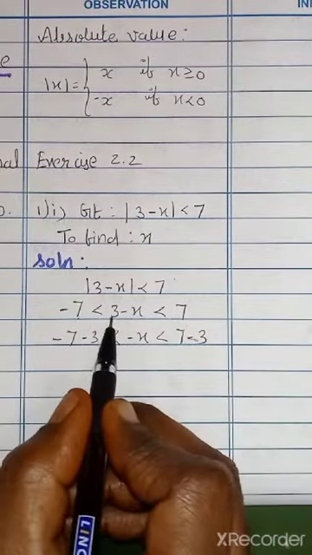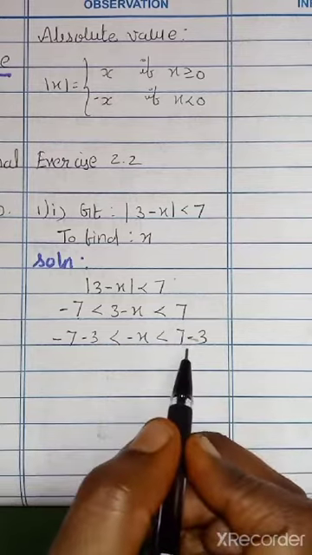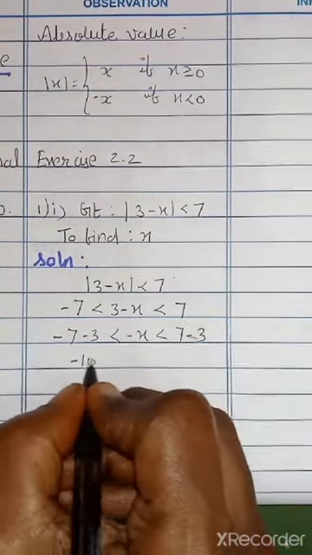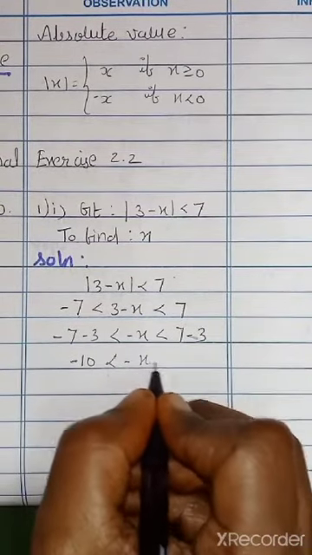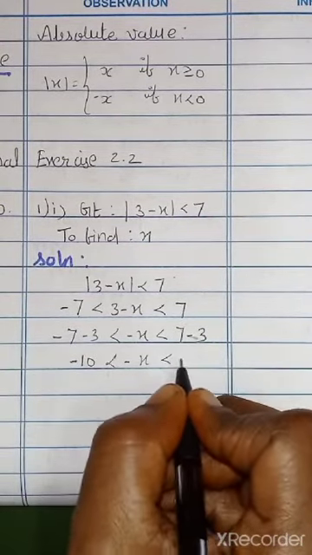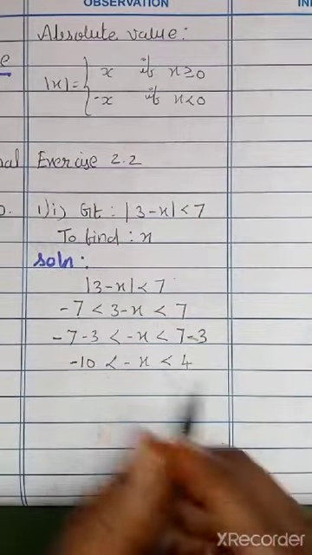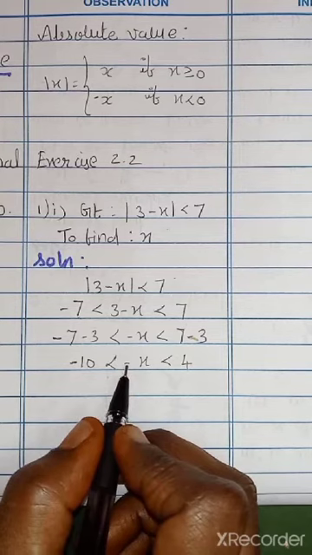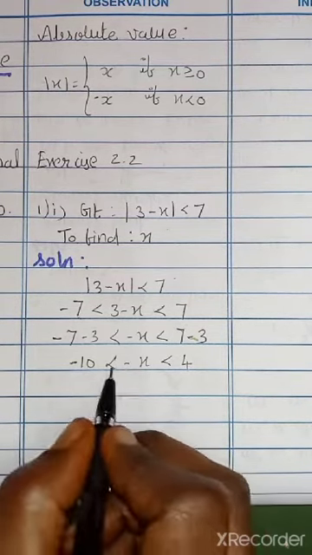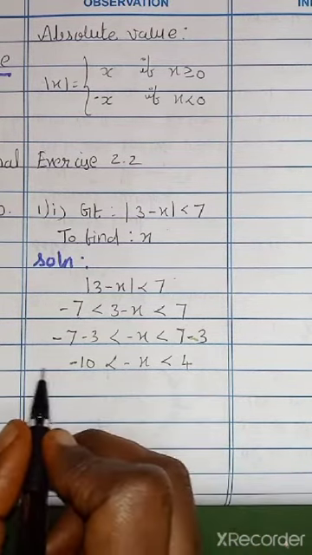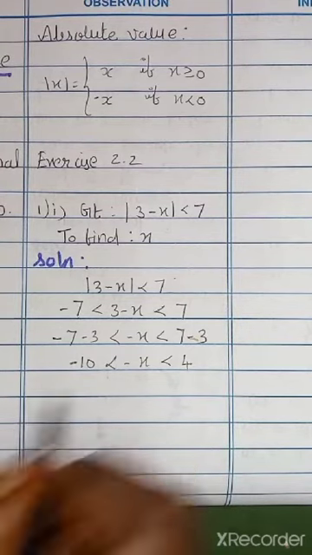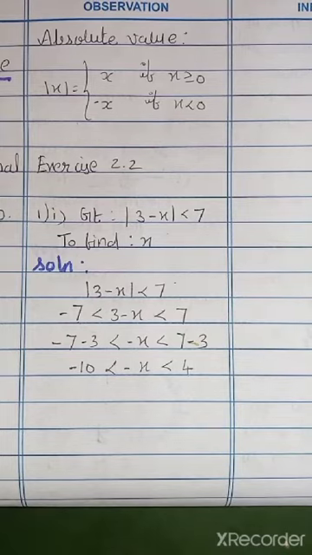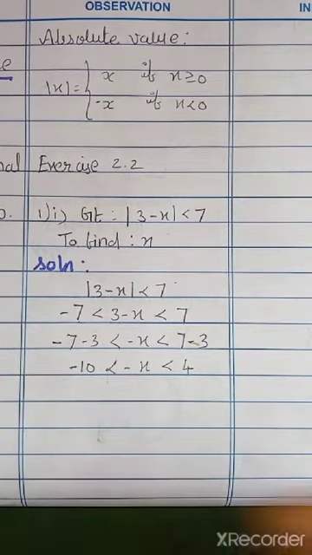Again taking this 3 this side also. So 7 minus 3. Minus 3 minus 7 is minus 10, less than minus x, less than 7 minus 3 is 4. We want only x, but here it is minus x. So if we want to change this minus, change the inequality, that is, multiply by minus sign. Already I told you, if we multiply or divide anything by a negative, we have to change the inequality.